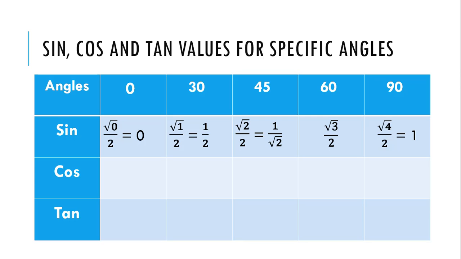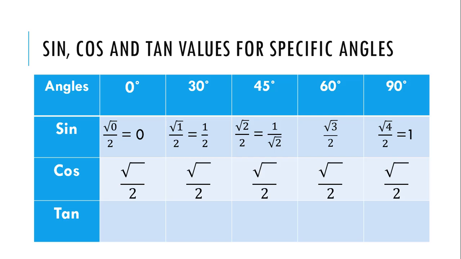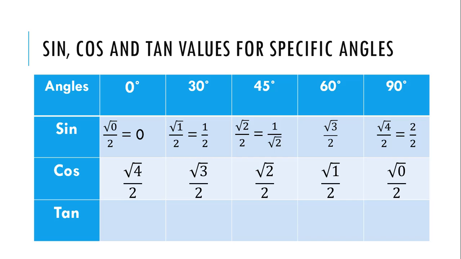Now let's try to find the cosine values. To find the cosine values, we have to simply repeat the step that we did in the sine values. In the denominator, we will write 2, and in the numerator, we will write the square root sign. The only catch here is we will write the numbers 0 to 4 in descending order, starting with 4 at 0 degrees and 0 at 90 degrees. So like this, we write the numbers, and the next step is to solve these.